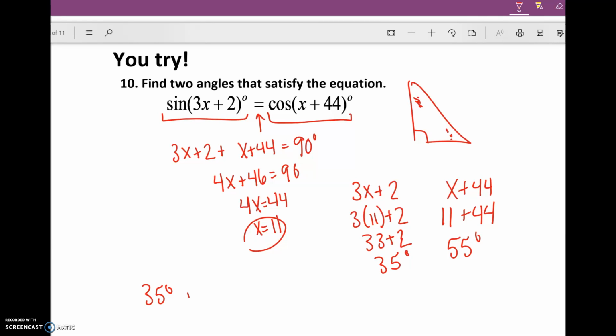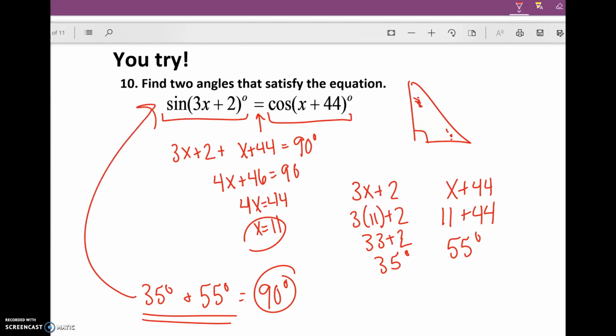Now let's think about this. Is 35 plus 55 equal to 90? Yes, it is. So I know I found the two angles correctly to make this equation true.